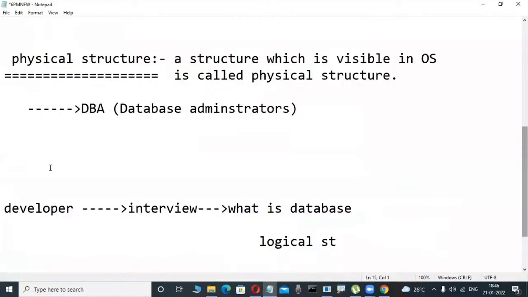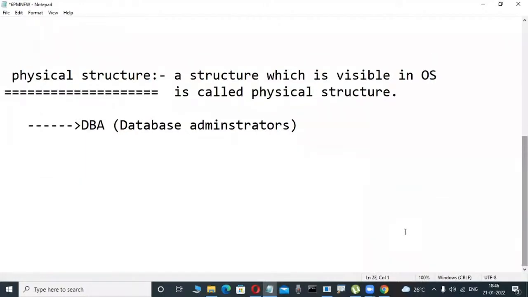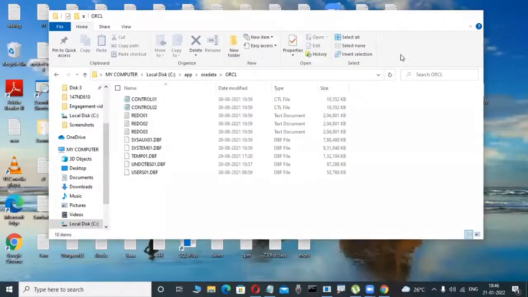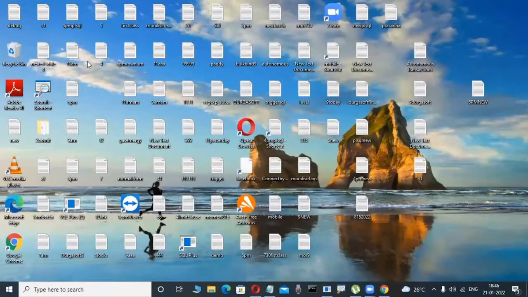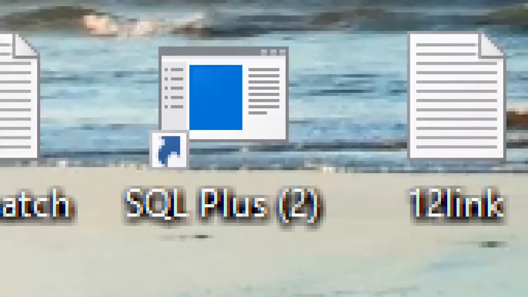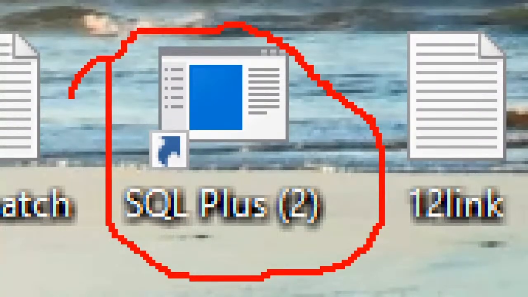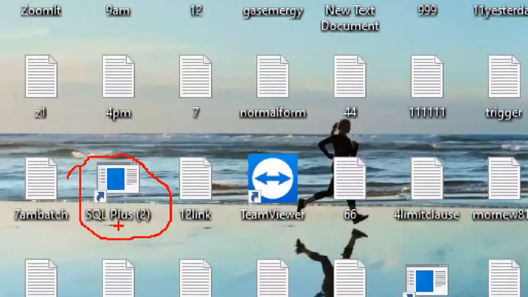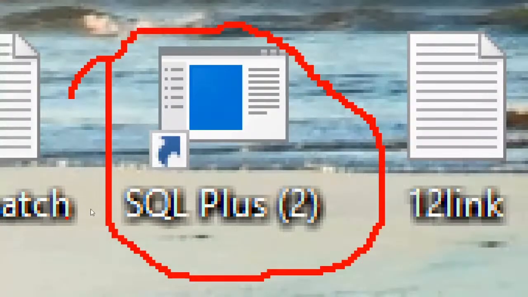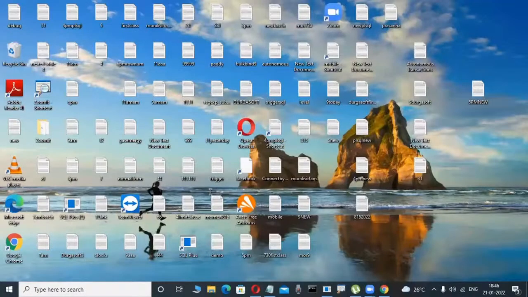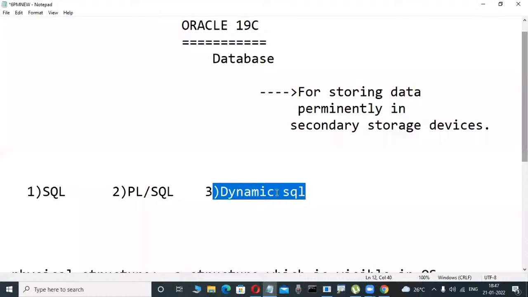Now check it out. Observe here, on my screen. What is this? I'm installing Oracle. SQL*Plus is there. SQL is a language, you have an idea. PL/SQL is a language, with some coding. Dynamic SQL is a language. Daily we are writing code.